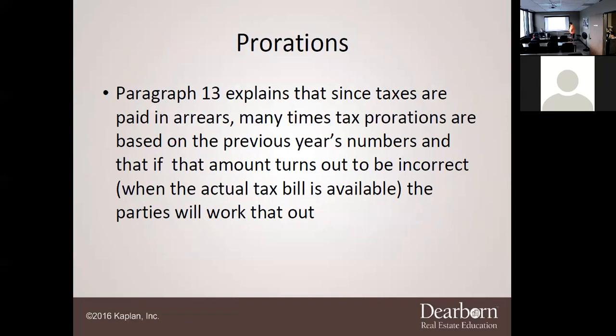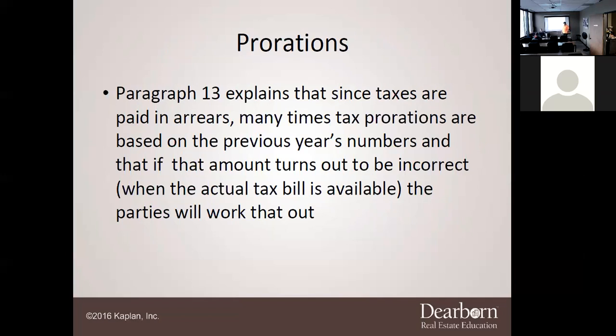All right, prorations. Paragraph 13 explains that since taxes are paid in arrears, and if you look at arrears, the main word I see in there is arrear, which basically means they're paid behind, a year after. Many times tax prorations are paid on the previous year's numbers, and if the amount turns out to be incorrect, the parties will work it out. That's my favorite sentence in here. The parties will just work it out. They'll figure it out together. No big deal.